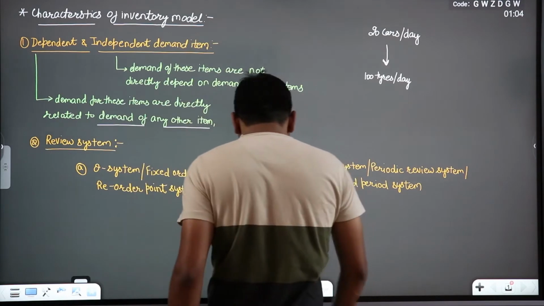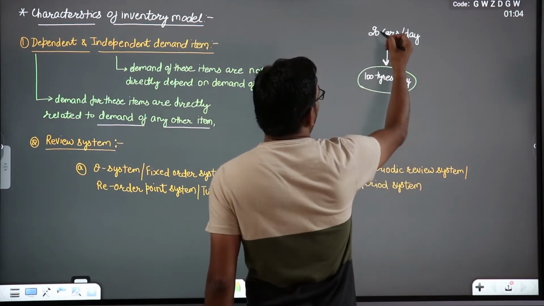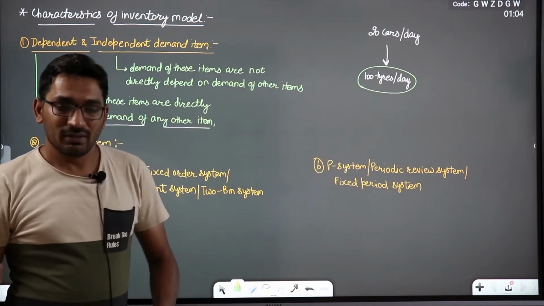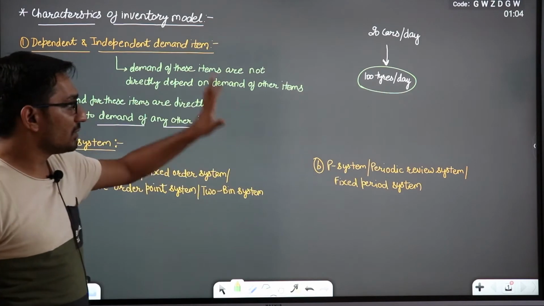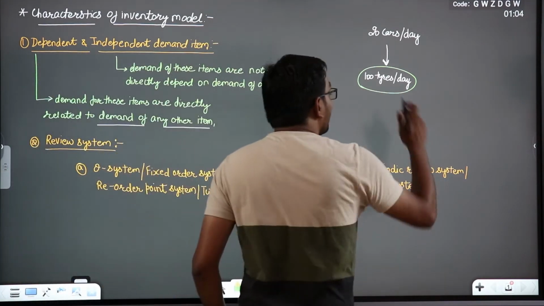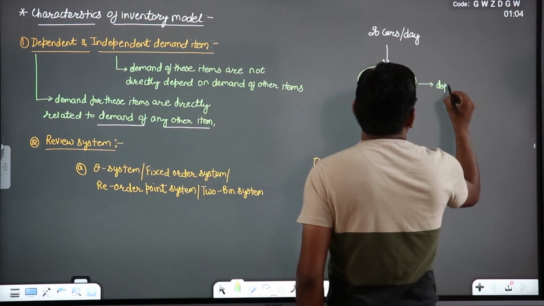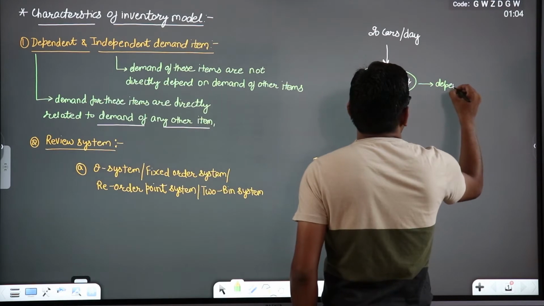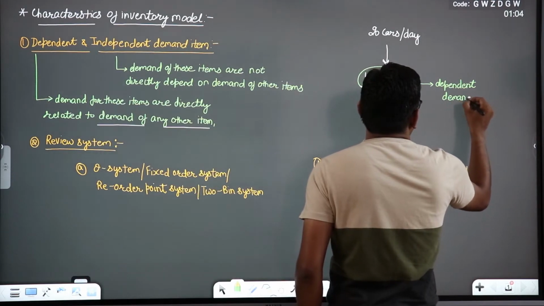So we can say that the demand of these 100 tires per day depends upon the demand of cars. If there is no demand for the car, then obviously there is no demand for the tire. We are ignoring the wear and tear of tires or replacement of tires. We are only thinking that if the car is manufactured, then only the tire will be required. So the demand of the tire is directly depending upon the demand for the car. This is your dependent demand item.